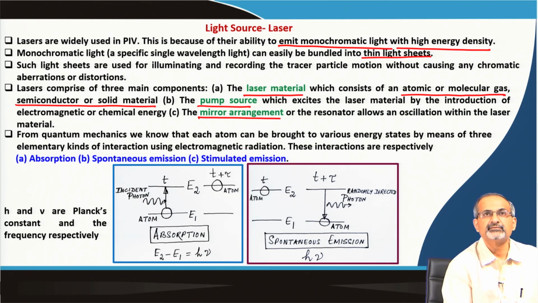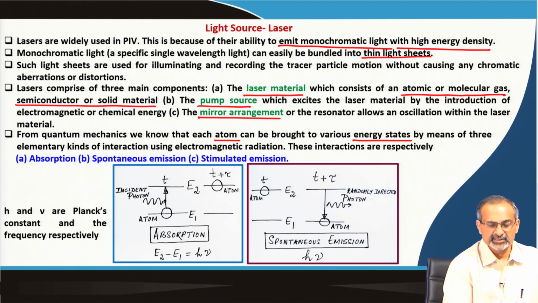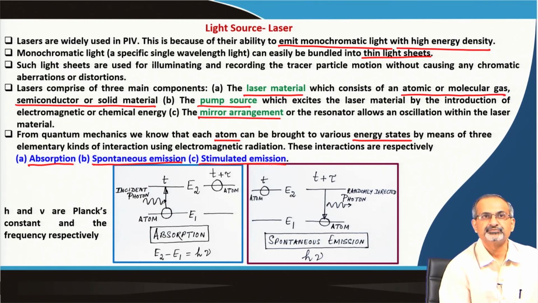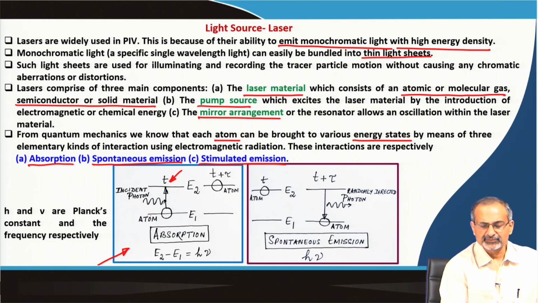Now, from quantum mechanics, we know that a particular atom can be brought to various energy states by means of 3 elementary kinds of interaction using electromagnetic radiation. One of them happens to be the recipe for lasers. These interactions are absorption, spontaneous emission, and stimulated emission. In absorption, from a ground level E1, the atom rises to the excited level E2 when an incident photon is incident on it, raising it to the excited state.